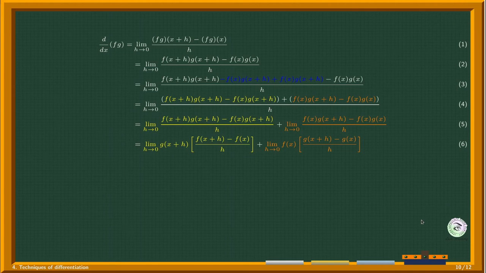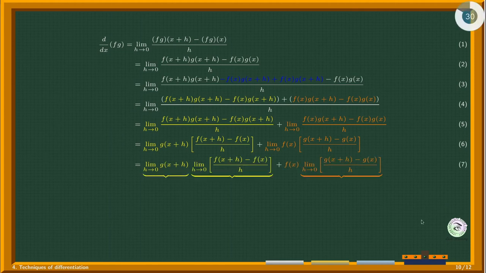We move from 6 to 7 by applying the product rule of limits to the yellow first term and pulling out the f of x term in the orange second term. Note that f of x is not affected by the limiting variable h and can be treated as a constant. As h goes to 0, the limit of g of x plus h goes to g of x. As h goes to 0, the limit of f of x plus h minus f of x over h is the derivative of f. As h goes to 0, the limit of g of x plus h minus g of x over h is the derivative of g. We are done.